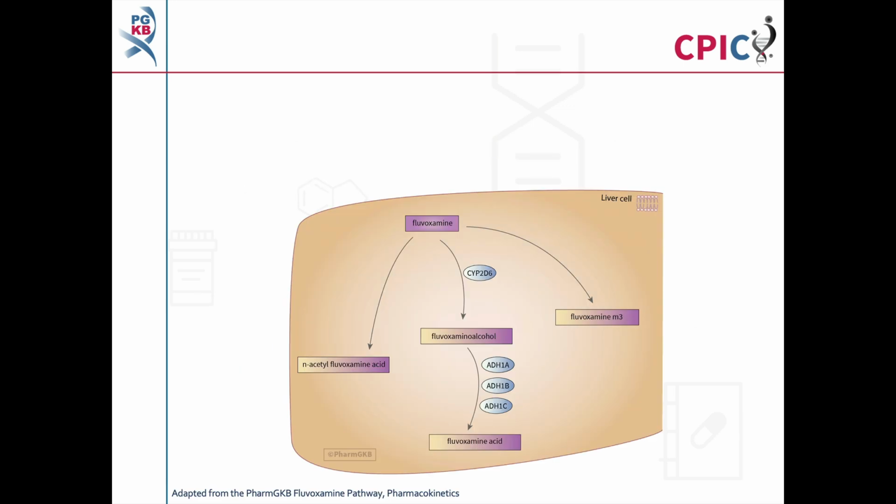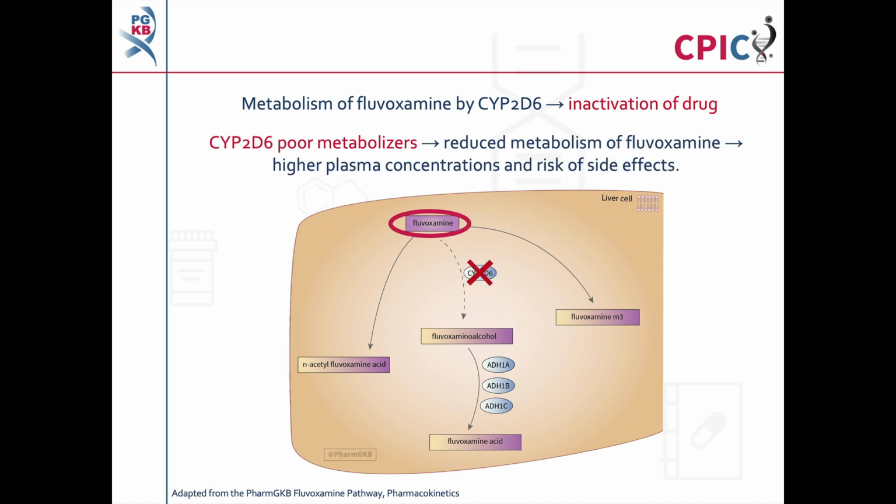This image is adapted from the PharmGKB fluvoxamine pathway. A link to the original pathway is provided in the description below this video. Fluvoxamine is inactivated by metabolism by CYP2D6. In CYP2D6 poor metabolizers, the metabolism of fluvoxamine is reduced. This increases plasma concentrations of fluvoxamine and may increase the patient's risk of adverse effects.